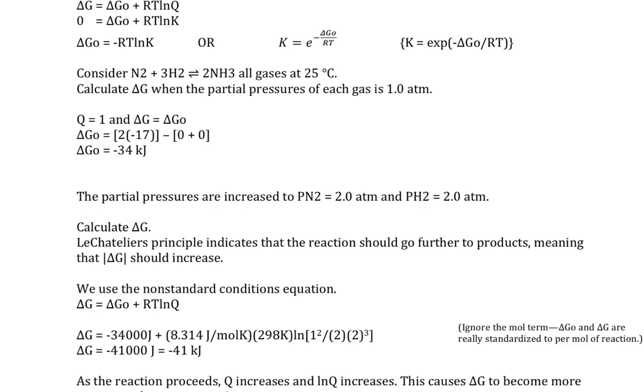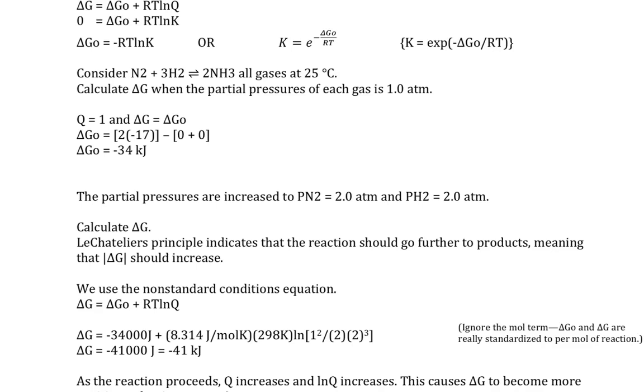We find delta G naught by using the thermodynamic data. So we take 2 moles times the value for NH3, which is, according to the table for ammonia, negative 17, minus 1 mole times the N2 value, which is 0, plus 3 moles times the H2 value, which is also 0. The negative 17 and the 0s come from the thermodynamic tables in your textbook, or in the appendix of your lab manual. Delta G naught, that is delta G at standard conditions, is negative 34 kilojoules. The unit for the 17 is kilojoules per mole, and the unit for the 2 in front of it is moles.